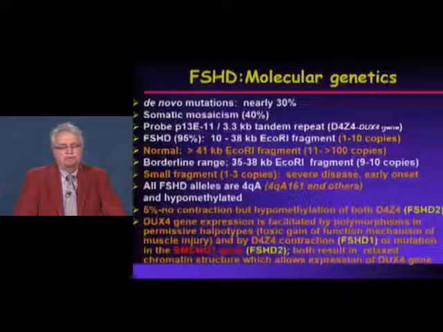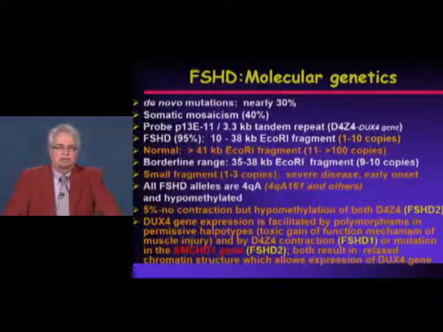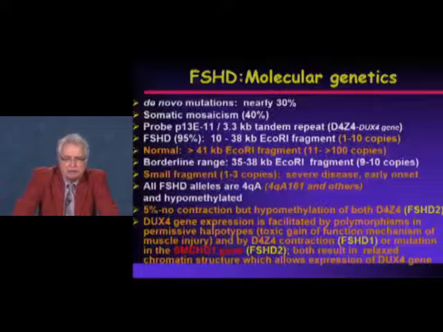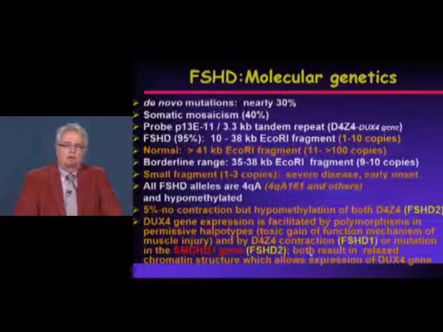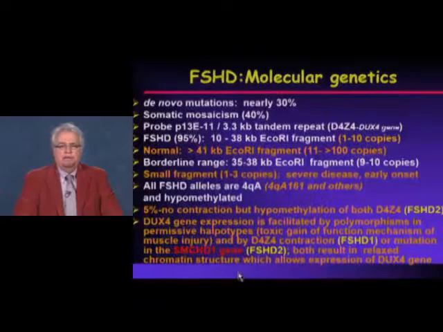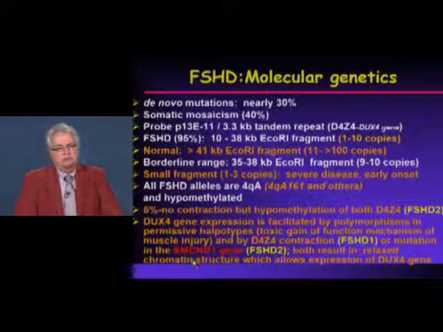Another gene was discovered a few years ago known as SMCHD1, which also creates muscular dystrophy if it is mutated. I don't have the time to get into details, but both of these conditions result in a relaxed chromatin structure, which allows the expression of DUX4 and therefore the generation of muscular dystrophy. We say both mechanisms, I mean D4Z4 contraction or mutation in the SMCHD1 gene.